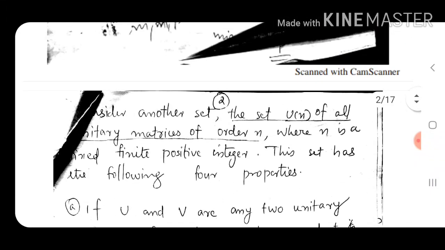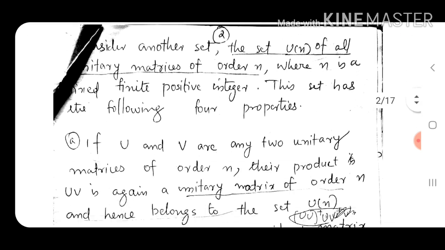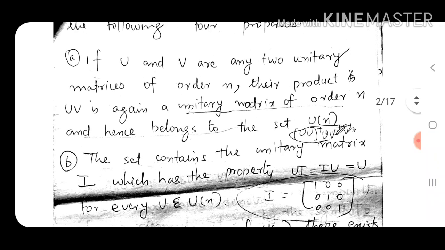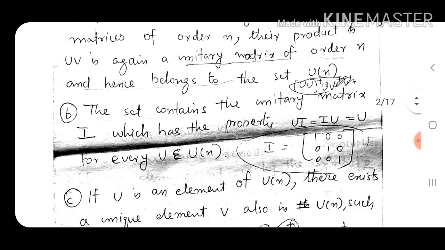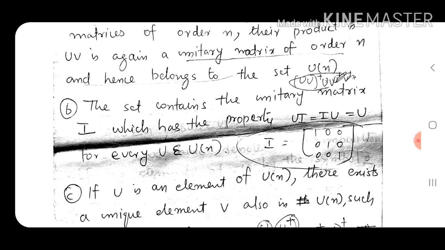So U_n is our set, and it contains all possible unitary matrices of order n. If you take the product of any two unitary matrices, you will get a unitary matrix, as we know. When you multiply two unitary matrices, we get a unitary matrix. That is the first property A.